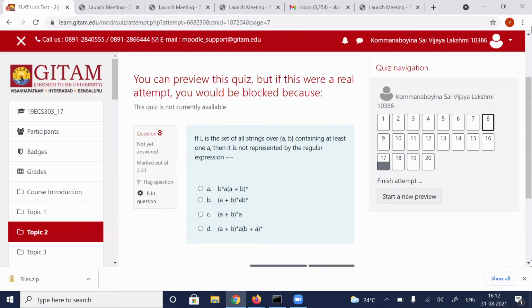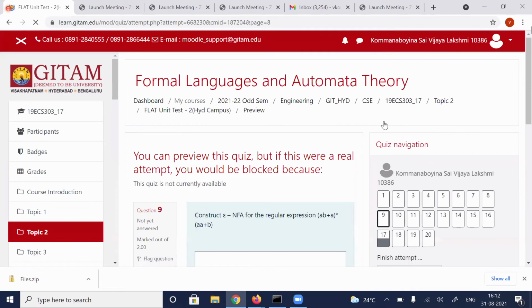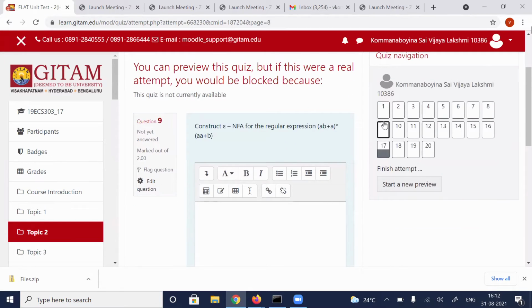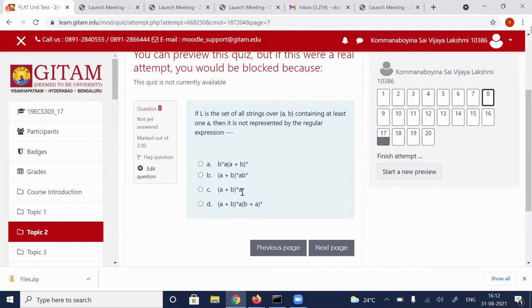Let's see the question again. What does the question mean? Here we must have at least one A. After that, see here, before you may have anything or after you may have anything? Option C. Suppose if you have A plus B whole star, then it is the correct answer. So maybe this is option C. See, it is A plus B whole star. What it represents? It is ending with A. At least one A means before you may have anything, after you may have anything.